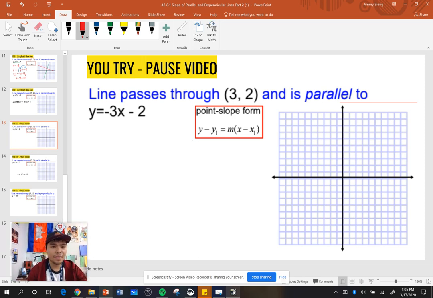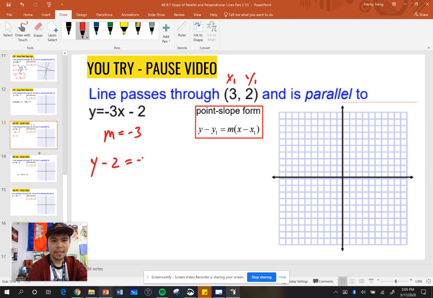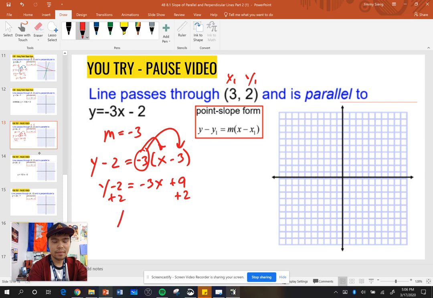So I'm pretty confident I can just solve this, right? Unless we can graph this, but I'm feeling pretty good about it. So let's just say that's x1, y1. If it's parallel, that means we need the same what? Same slope. So m needs to be negative 3, right? So now I got y minus 2 equals negative 3, x minus 3. Don't forget to distribute. So y minus 2 equals negative 3x plus 9. Add those 2's. All right, negative 3x plus 11. That's what you should have.